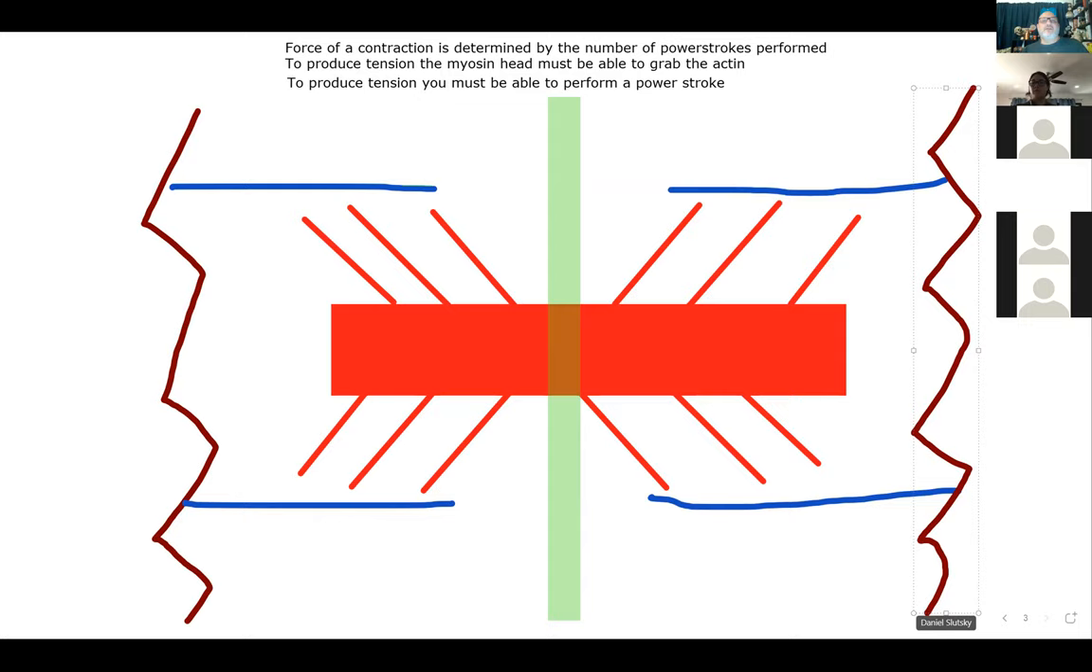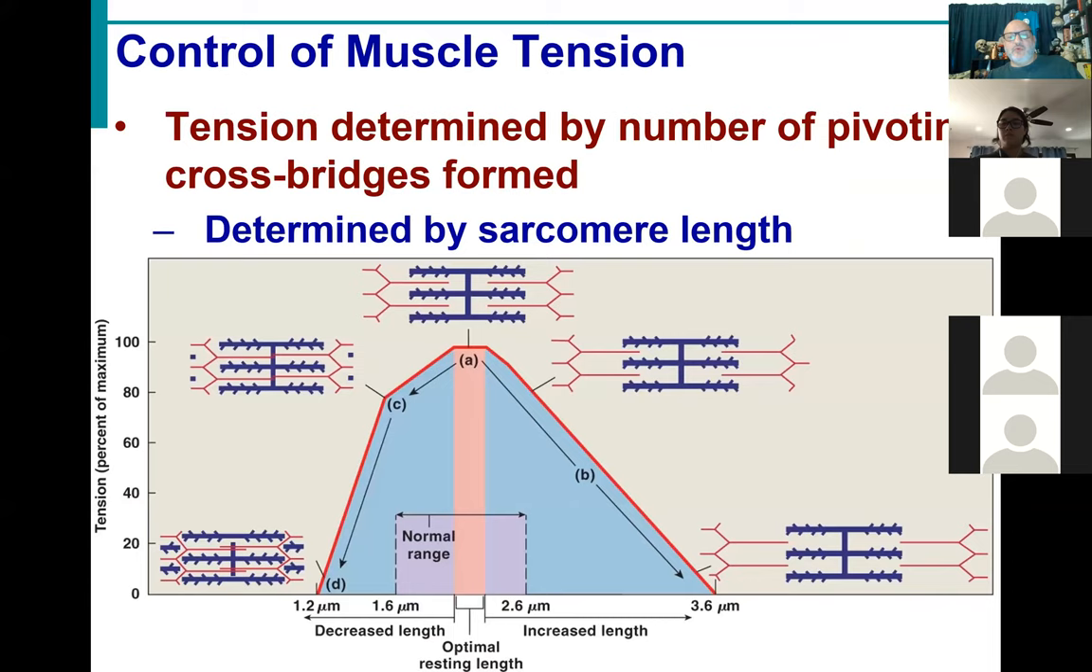I've done this with this really simple illustration, but notice your book does this as well. Here we have this pretty graph that shows exactly what we were talking about. Notice there is an optimal length where there is lots of overlap between the myosin and the actin, but also lots of space for power strokes to be performed. As you stretch the muscle cell out, less and less overlap means less and less power strokes until you stretch the muscle out so far that the myosin and the actin don't overlap at all.